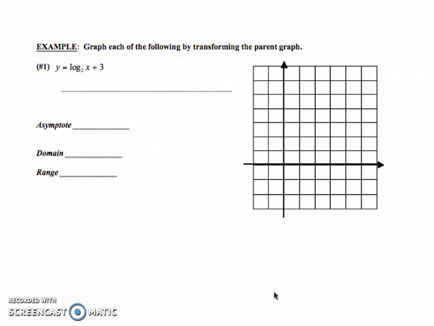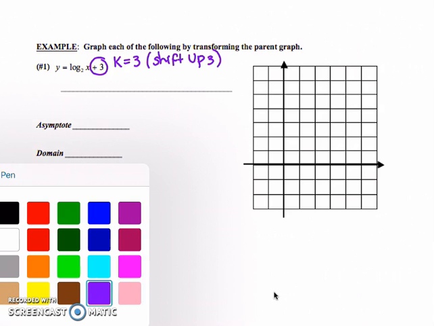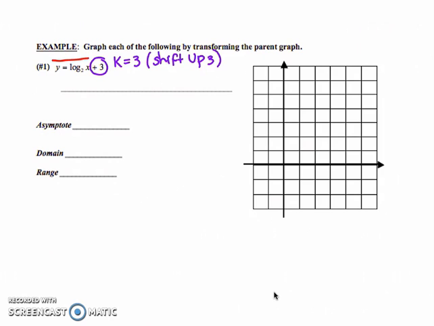Of course, just like with exponential functions, we can have shifts and transformations with our logarithmic functions as well. The first practice example we're going to do has a k value, right? This right here is a k value of 3, which means that we are going to shift our graph up 3. Since the base of our log is 2, we're looking at the parent here. And the parent graph again is just y equals log base 2 of x.